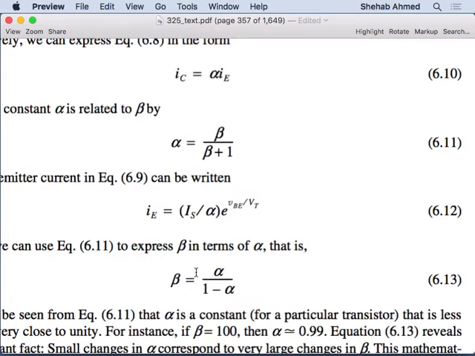The one thing that we should note here is that alpha is very close to 1, because we said beta is large. If beta is large, then beta over beta plus 1 is almost 1, which means alpha is very close to 1. Here, the 1 was insignificant in relation to beta, but here, 1 is quite significant in relation to alpha. So any small changes in alpha will mean big changes in beta.